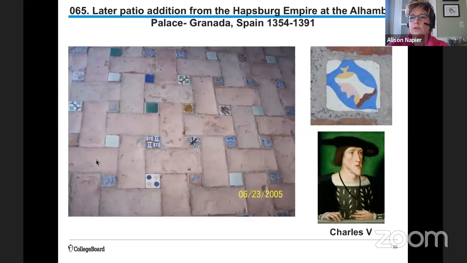This I thought was interesting. This is one of my pictures from the Alhambra, and this is the floor of the palace added by Charles V. And I know this because when I look, I see the Habsburg eagle, and there's also a small tile of Charles V in kind of a sultan's hat. This was their summer palace in Spain. And so I put a picture of Charles V up there.